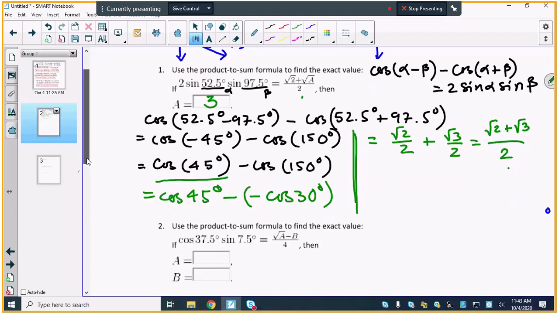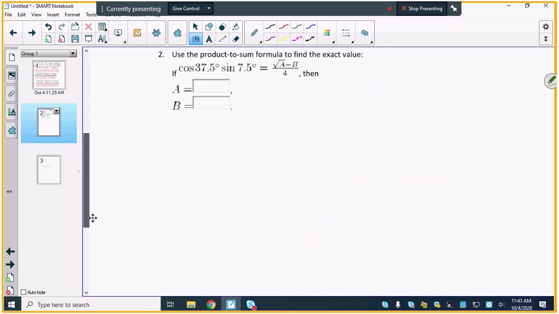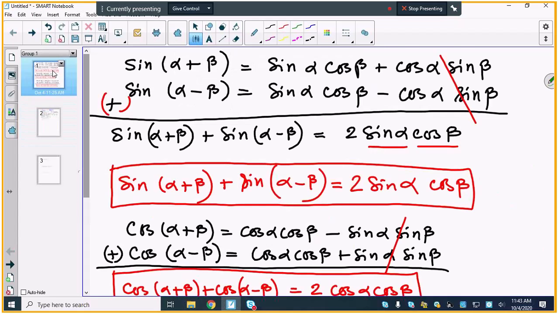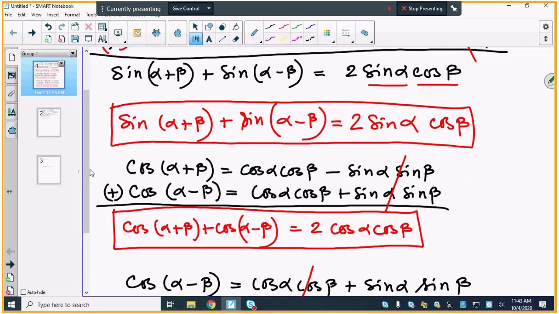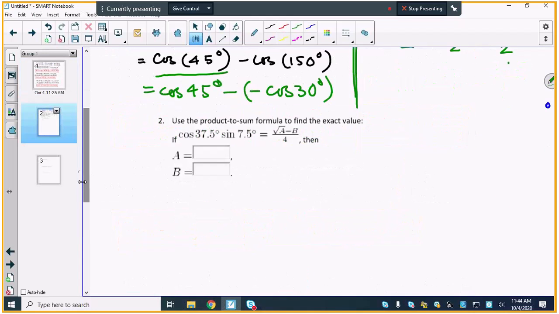The next one is a combination of cosine and sine in the product. So that reminds you of the first formula because that was a product of cosine and sine. So I'm going to write down the formula to start with. The formula we are using this time is sine of alpha plus beta. And remember, I added sine of alpha minus beta, which has given us 2 sine alpha cosine beta.